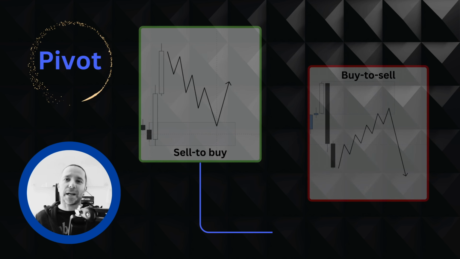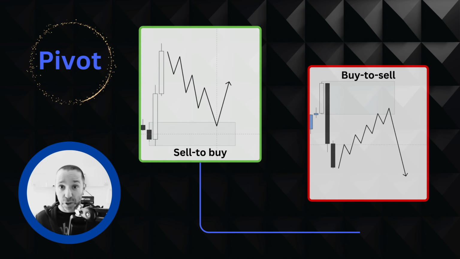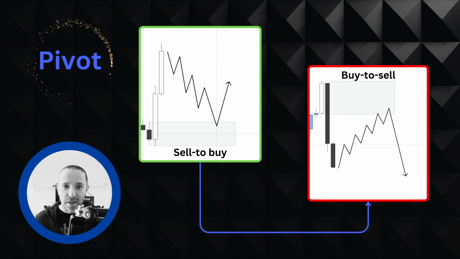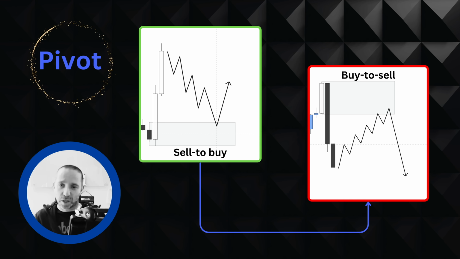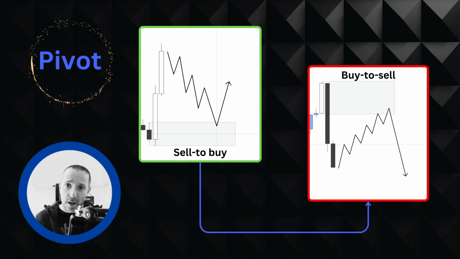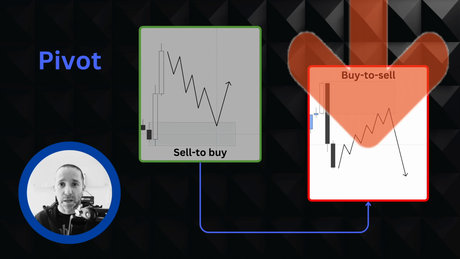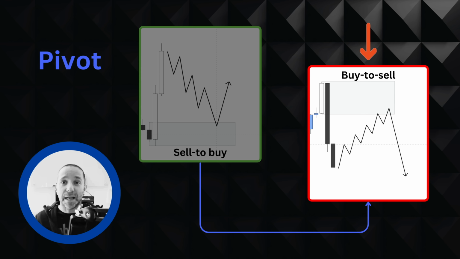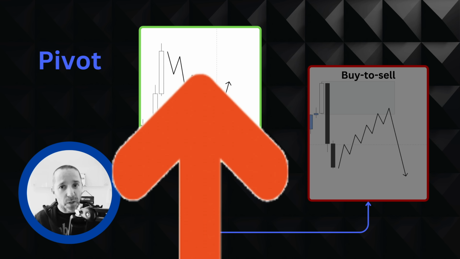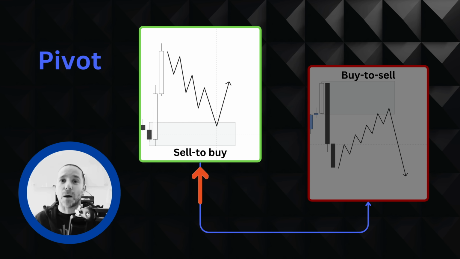Now, these ranges are most likely going to show on a higher time frame, the pivot zone, and that's where the pivot zone comes from. Now, the pivot zone is where we're going to see those last buy to sell candles. When we're looking for an area of supply, it's going to be a buy to sell move. And when we're looking at the area of demand, it's going to be a sell to buy move.